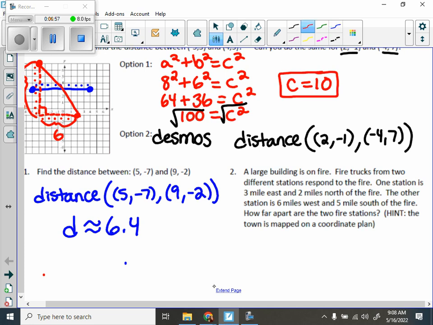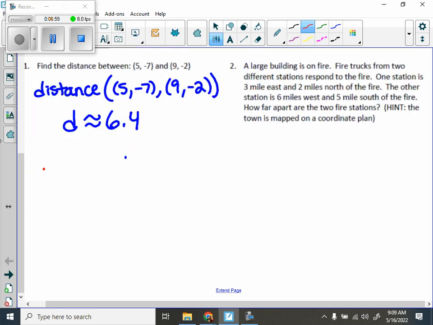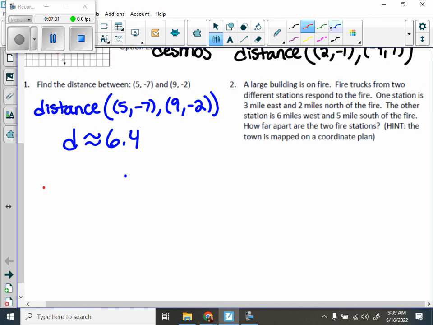Okay, it says a large building is on fire. Fire trucks from 2 different stations are responding to the fire. One station is 3 miles east and 2 miles north of the fire. The other station is 6 miles west and 5 miles south of the fire. How far apart are the fire stations?